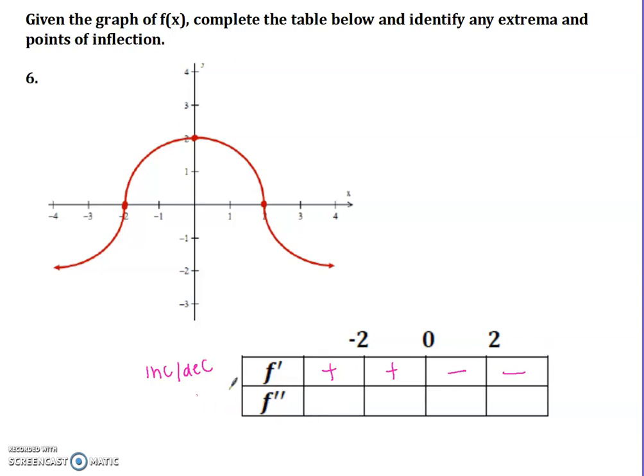Then for f double prime, that's going to tell us concave up or concave down. Okay, so remember, concave up is positive, concave down is negative, like increasing is positive, decreasing is negative. So concave up, that looks like the bottom part of the circle. Okay, so if you're ever not sure, I just draw a line connecting those so I can see this is curved like the bottom part of the circle, meaning it's concave up.